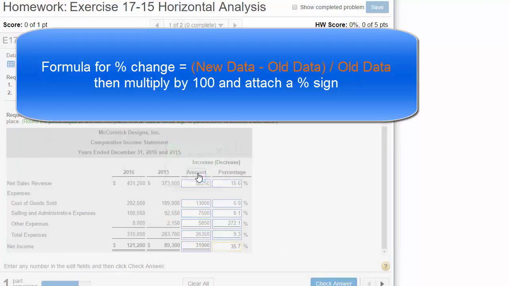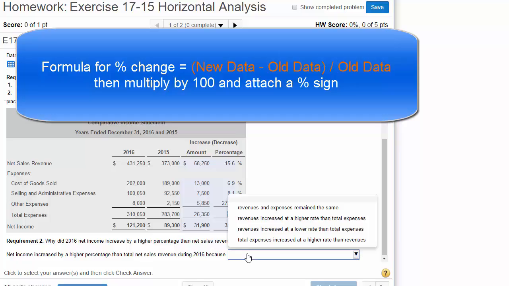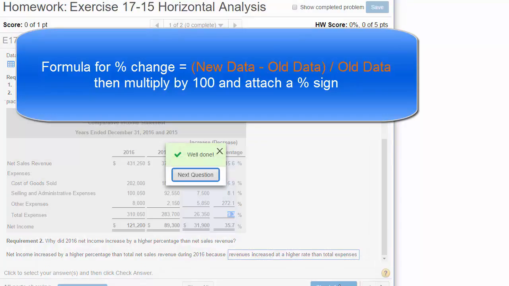Most excellent. Now the authors are asking us, why did net income increase by a higher percentage than revenues? How could our profits, net income, increase by basically 36%, but our sales, our revenue, only increased by 16%? Well, that's because our revenue increased at approximately 16%, while our expenses only increased by 9%. So our revenues increased at a higher rate than total expenses. And that's it.